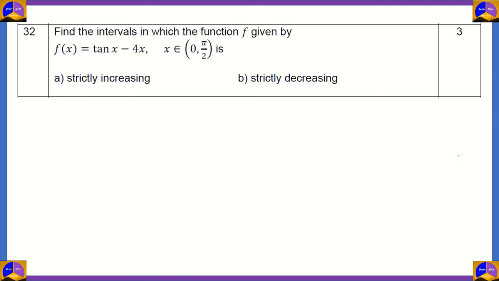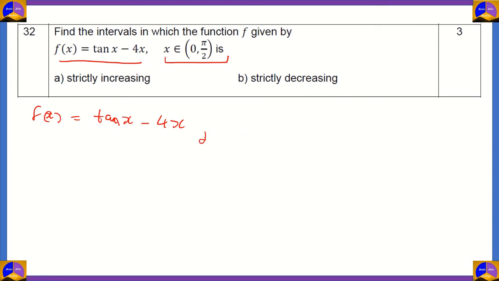Now let's look at the final question for this episode. This is question number 32. In question number 32, we have to find the intervals in which the function f given by f of x equals tan x minus 4x, such that x belongs to 0 to pi by 2, is a) strictly increasing, b) strictly decreasing. We need to find those two intervals. So the given function is f of x equals tan x minus 4x.